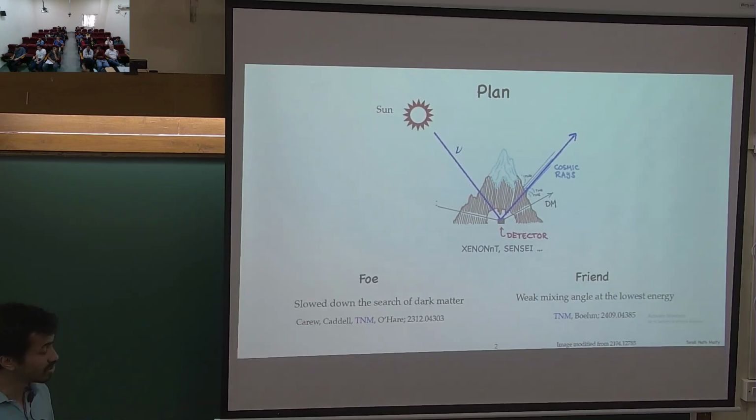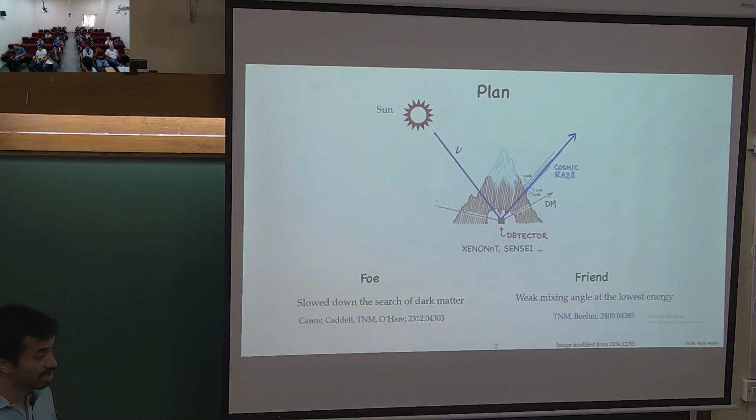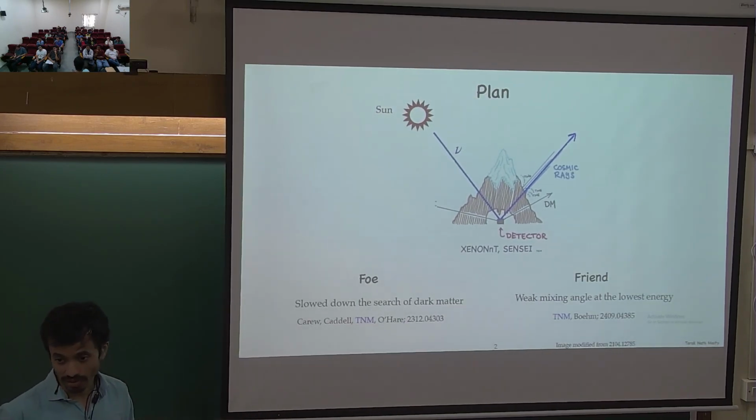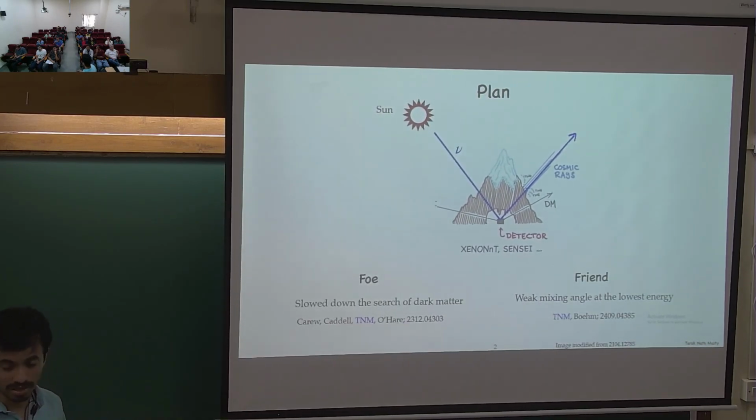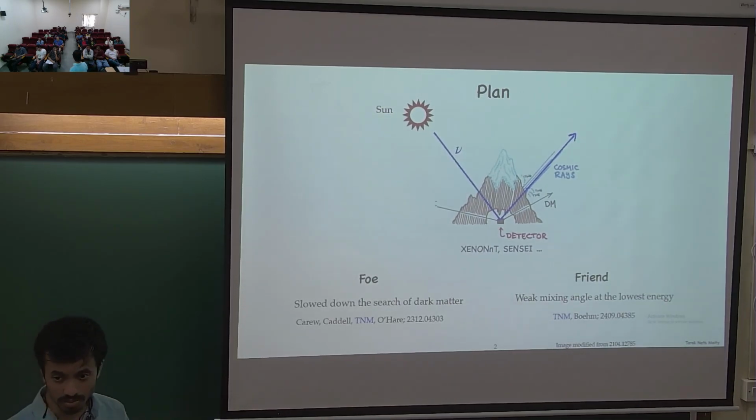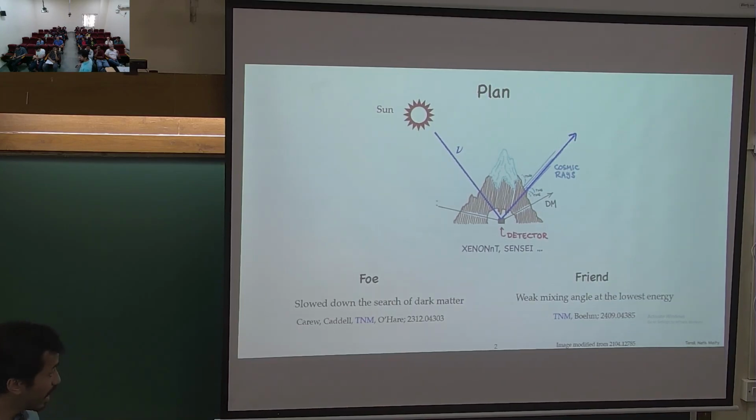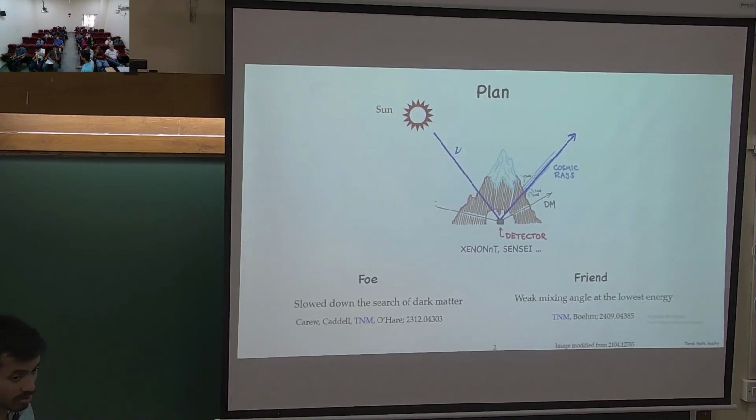Now, if you try to search for small enough dark matter standard model cross section, typically what happens, or at least in our case, is that solar neutrinos are an important background. Being a background, they produce dark matter-like signatures and slow down the search for dark matter. This is the first part of my talk.